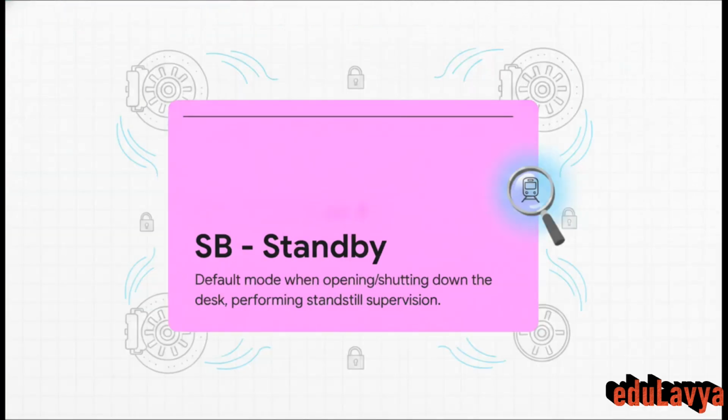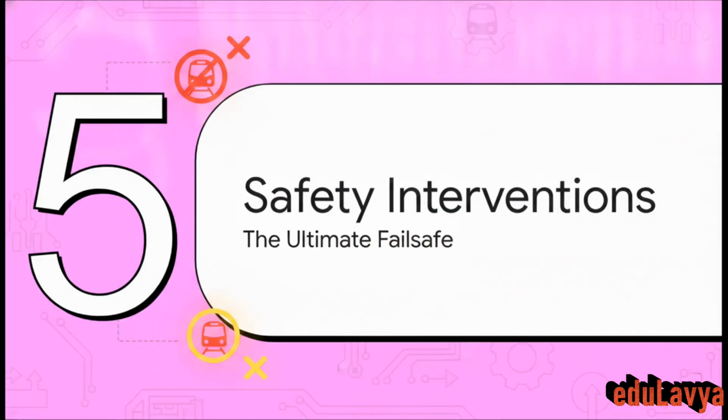Next up is standby, or SB mode. Think of this as the absolute baseline state of the train. It's the default mode automatically selected when opening or shutting down the driver's desk. In standby, the onboard equipment acts kind of like a giant electronic parking brake. It actively performs standstill supervision, making absolutely sure the train remains safely and securely locked in place and doesn't roll away. And that brings us to our final section, Section 5, Safety Interventions and Trips.